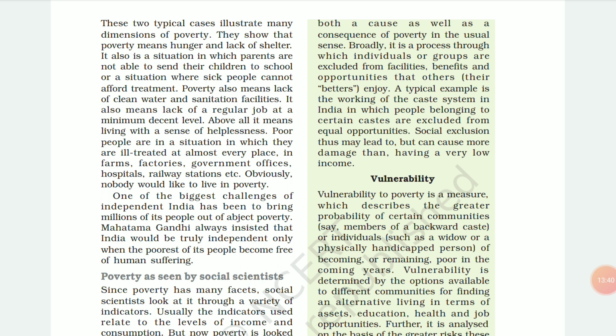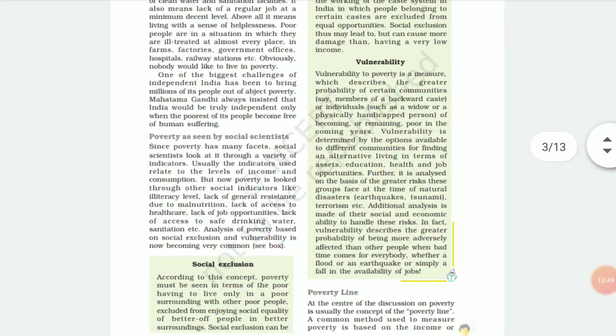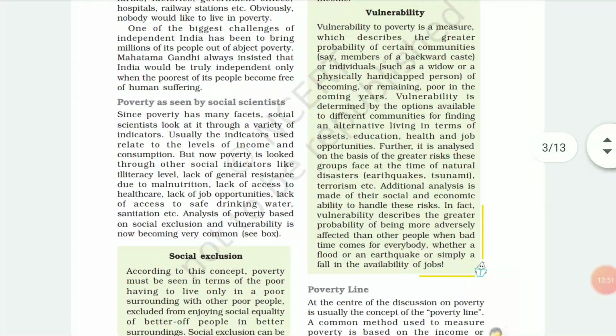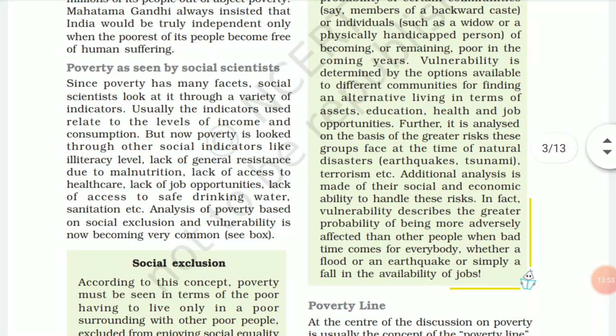Mahatma Gandhi always insisted that India would be truly independent only when the poorest of its people become free of human suffering. So Mahatma Gandhi once said a very big thing that उस दिन मैं इंडिया को true sense में independent मानूंगा जिस दिन nobody will go hungry to their bed. And still after 74 years of independence, still such a situation has not come.